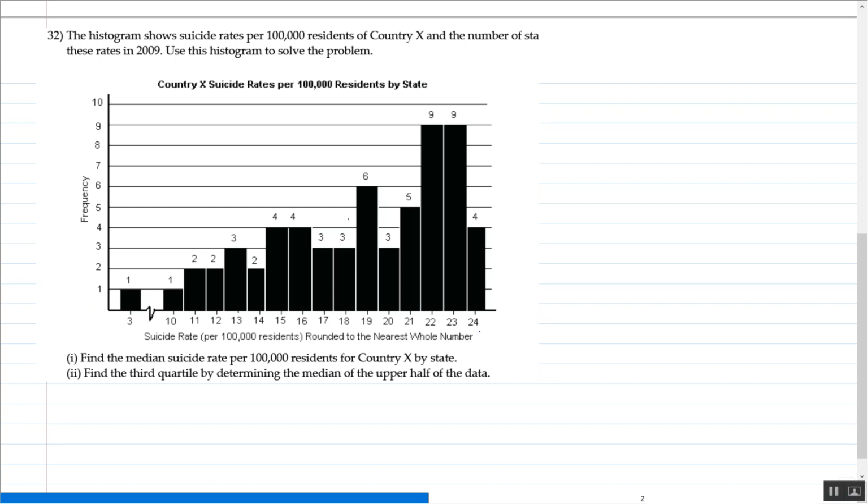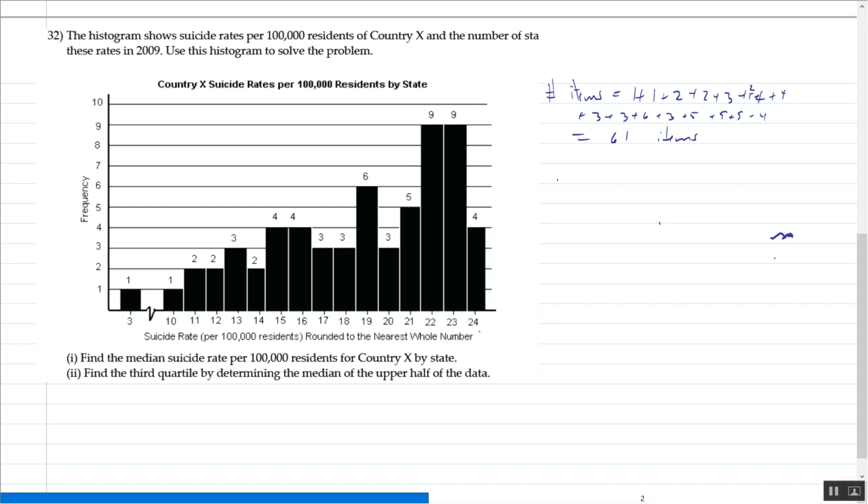Okay. So when we want to find the median, first we have to figure out how many data items there are altogether. So you have to look at the frequencies. So the number of items, we're going to add up all the frequencies: 1 plus 1 plus 2 plus 2 plus 3 plus 2 plus 4 plus 4. Oops, there's a 2 in there. Plus 3 plus 3 plus 6 plus 3 plus 5 plus 9 plus 9 plus 4. Add up all those together, and there are 61 items.